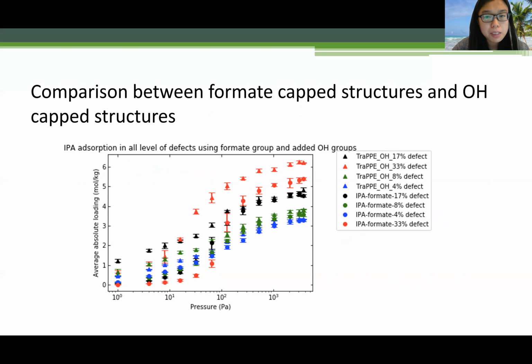Here is a comparison between the formate capping structure and the OH capping structure. You can see that I use the same color to represent the same defective level. The triangle represents the OH capping group, and the circle represents the formate capping group. There is a big difference for 73% defective structures, but for other structures, there is no big difference.